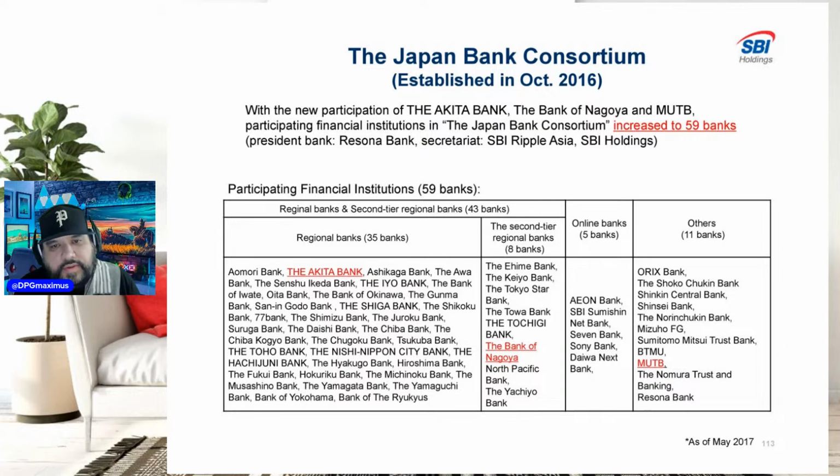So it says the president, you have Arizona Bank, Secretariat, which is SBI Ripple Asia, SBI Holdings. The participating financial institutions at that time was 59 banks. They spell it different. So us, we have regional, they spell it different. I don't know if that's a typo on their end, or that's just honestly how they spell it. But it says regional banks and second tier regional banks. Yeah, that is a typo. It says 43 banks, regional banks 35, and it lists all these, right? But it's worth pointing out, and if anything, I think you can even see, you gotta keep in mind the Secretariat is SBI Ripple Asia, right?